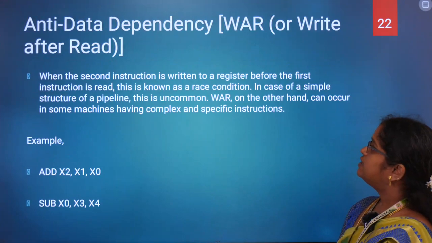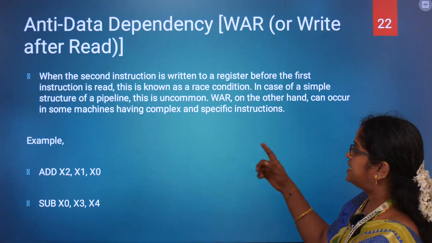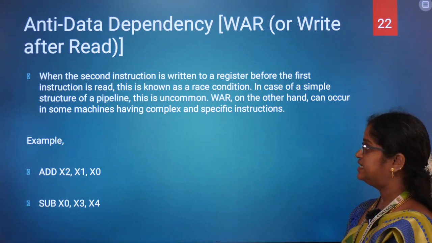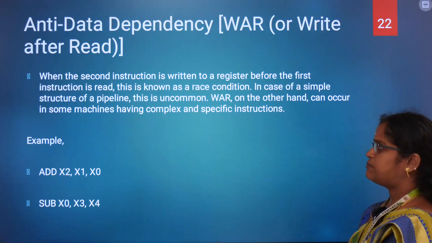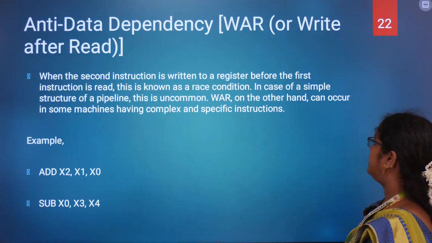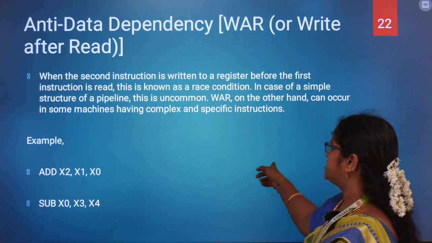The second one is anti-data dependency. So in this example, when the second instruction writes to a register before the first instruction has read it, this is known as a race condition. In the case of a simple pipeline structure, this is uncommon. WAR, on the other hand, can occur in some machines having complex and specific instructions.